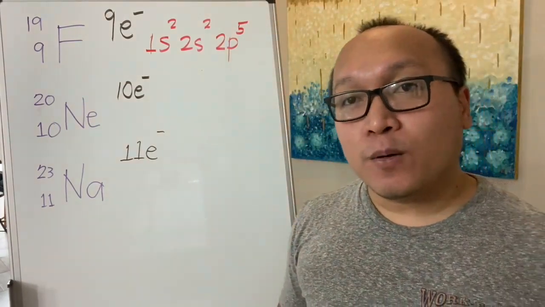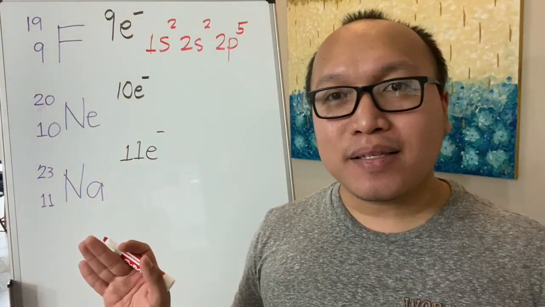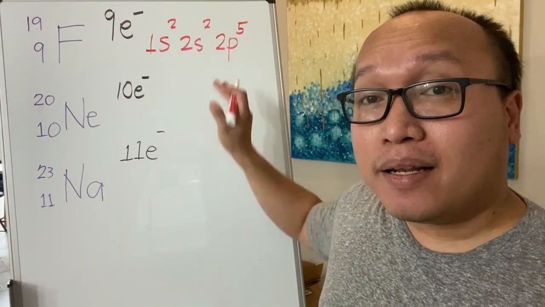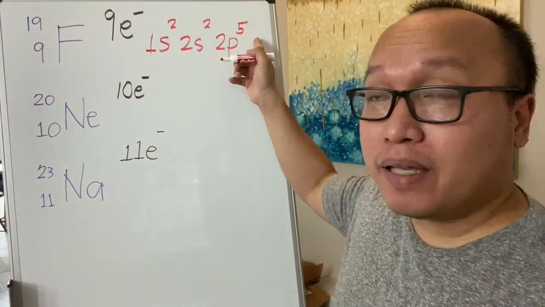But, tanong lang po sa inyo, na-occupy ba natin ng completely ang 2p orbitals ng fluorine? Ang sagot po ay hindi. So, meron kang diyang vacancy, kasi maximum niya is 6.